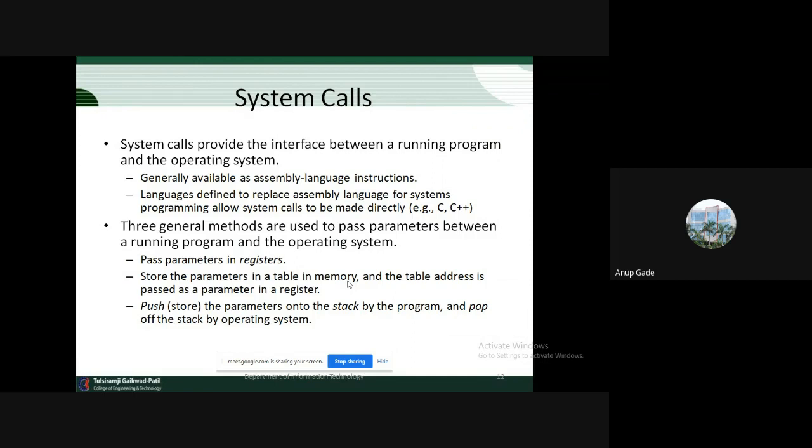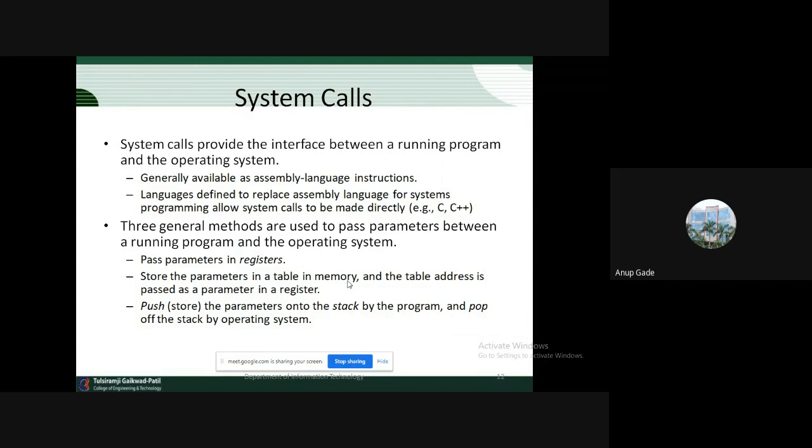Generally the system calls are made available by using assembly language code. As we know, assembly languages are compact, and sometimes it is even difficult to write code using assembly languages. So nowadays these assembly languages are replaced with languages like C or C++.